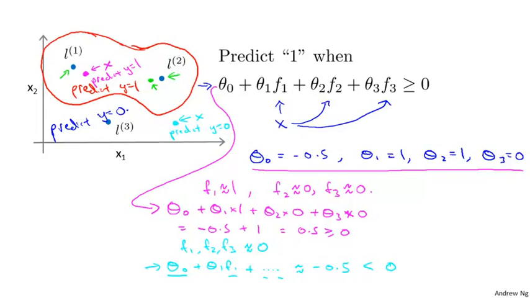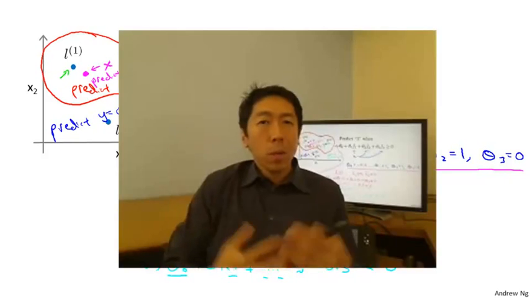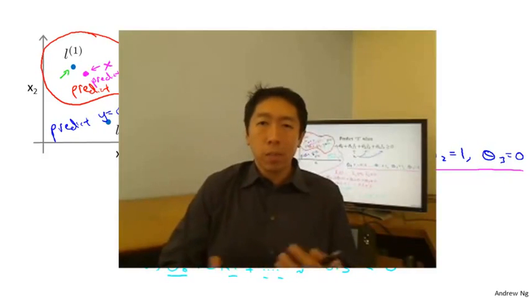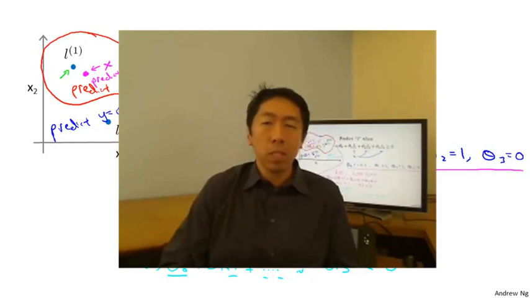And so this is part of the idea of kernels and how we use them with a support vector machine, which is that we define these extra features using landmarks and similarity functions to learn more complex nonlinear classifiers. So hopefully that gives you a sense of the idea of kernels and how we can use them to define new features for the support vector machine.